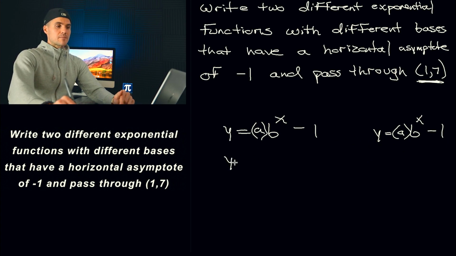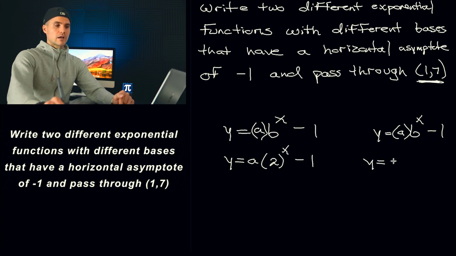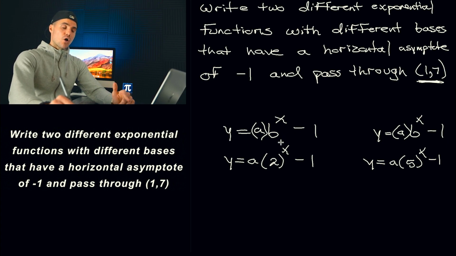And I could pick two different bases. So I can, for example, in this function, pick whatever base I want. I could pick, let's say, 2 to the power of x, minus 1. And then over here, I could pick, let's say, 5 to the power of x, minus 1. You could also pick a fraction if you want. I'll just keep them bases greater than 1. And then all you have to do is plug in this point for x and y for both of them and then solve for the a value.